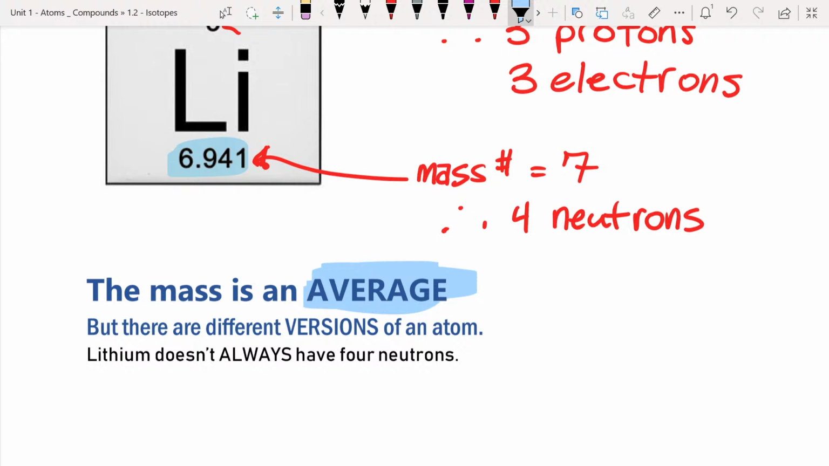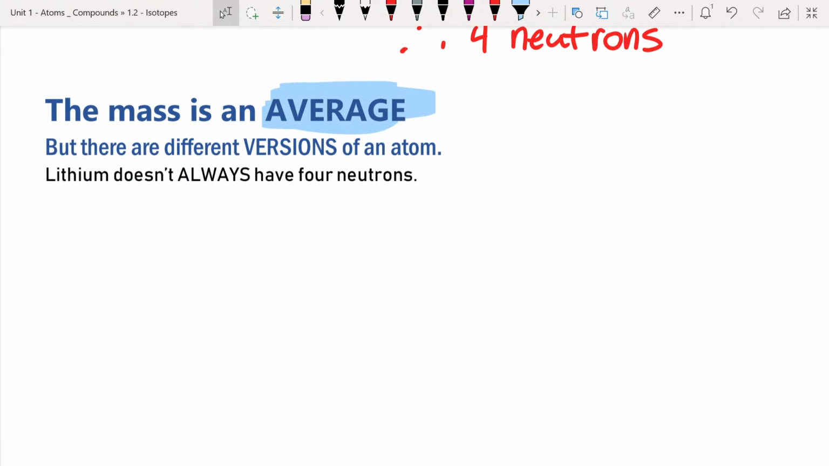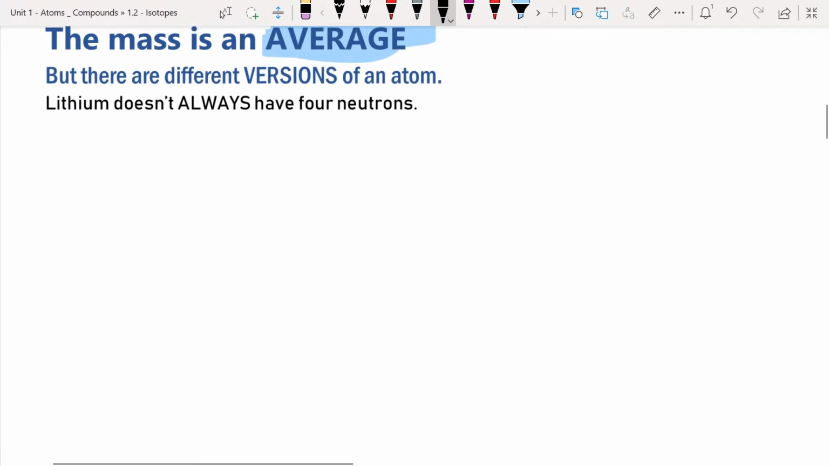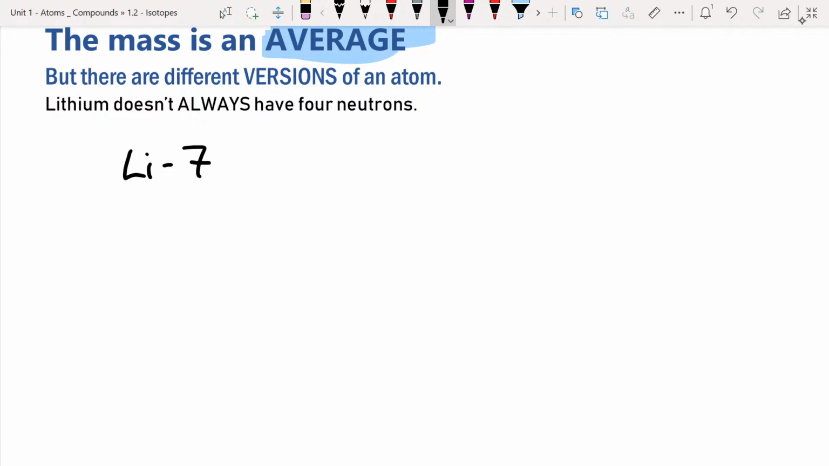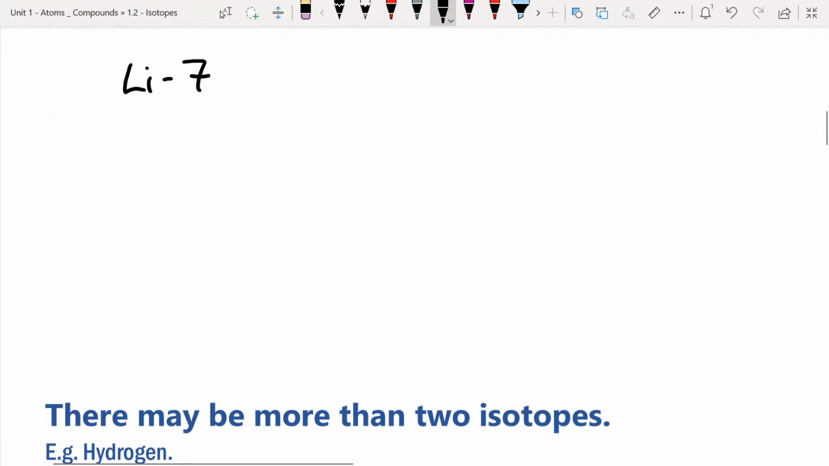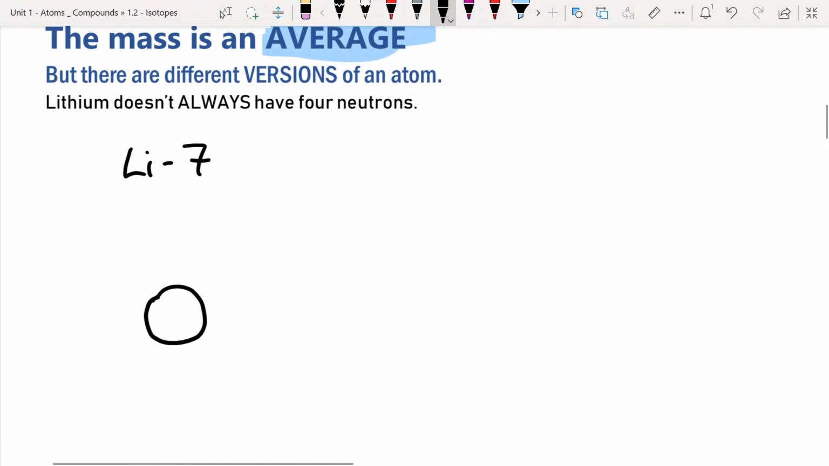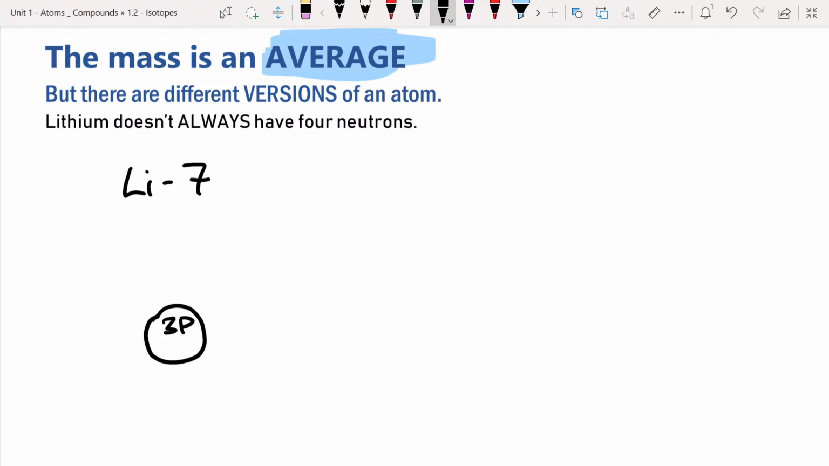So lithium doesn't always have 4 neutrons. In fact, there are 2 different versions of lithium that are stable and that exist. Sometimes we find what we call lithium-7, which is the one you would expect. And lithium-7 has, what particles go in the nucleus again? And how many protons does lithium have? Remind me? And we said lithium-7, if it has a mass of 7, how many neutrons must it have? 4, good. And then how many electrons does lithium have? 3. And how many fit in the first shell?